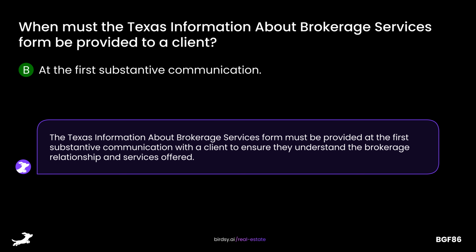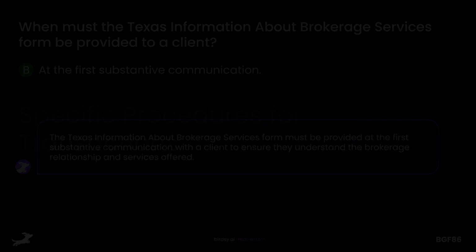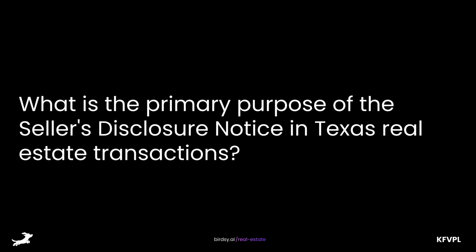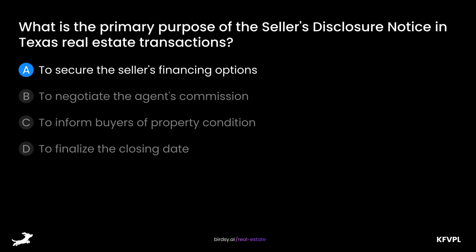The Texas Information About Brokerage Services form must be provided at the first substantive communication with a client to ensure they understand the brokerage relationship and services offered. Specific procedures for transactions. What is the primary purpose of the seller's disclosure notice in Texas real estate transactions? Is it A, to secure the seller's financing options, B, to negotiate the agent's commission, C, to inform buyers of property condition, or D, to finalize the closing date? The answer is C, to inform buyers of property condition.